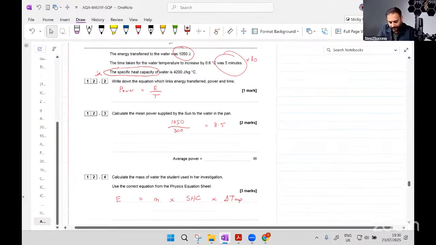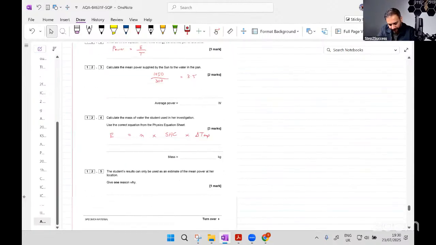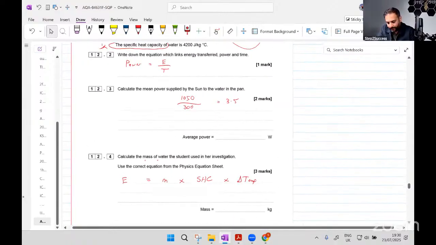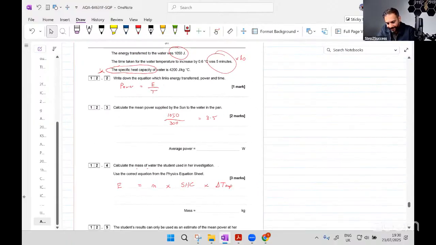And so now they'll probably want you to do something. Oh, no, you can't do it. Oh, it says, no, sorry. Calculate the mass of the water. So we've already got the energy, which is 1050. The mass is what we're working out. Specific heat capacity we know is 4,200 from the question. Temperature change was 0.6, right?